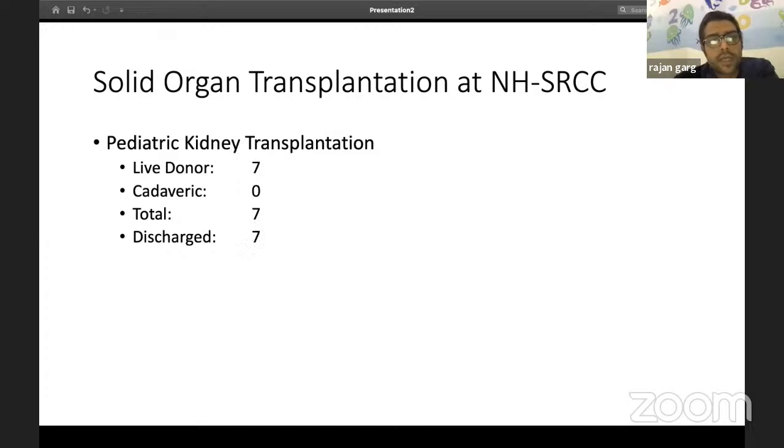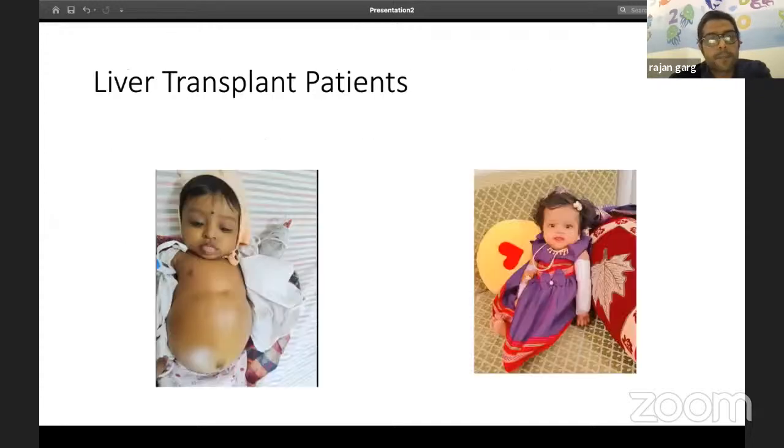In cases of kidney transplants, seven patients have been operated, and all 7 were discharged. All 7 were live donors. There was no cadaveric donor here. So these are pictures and videos of some of our patients.